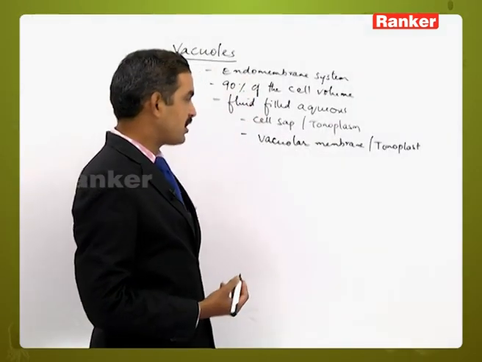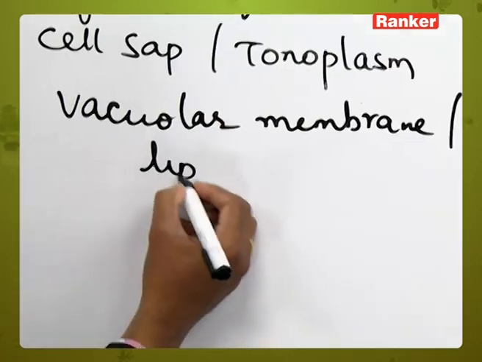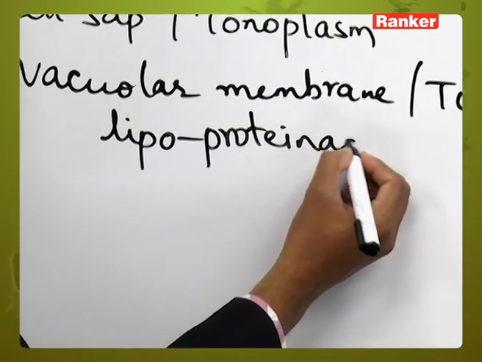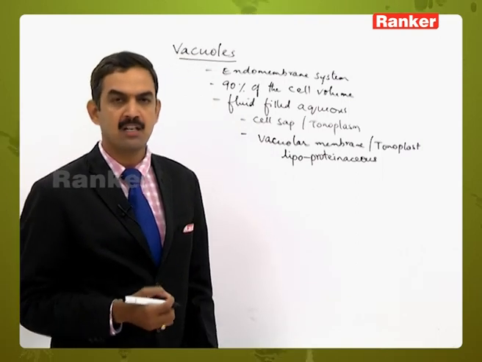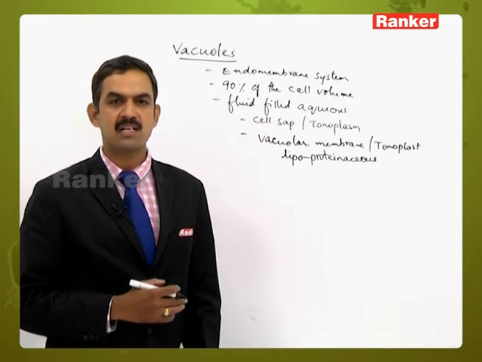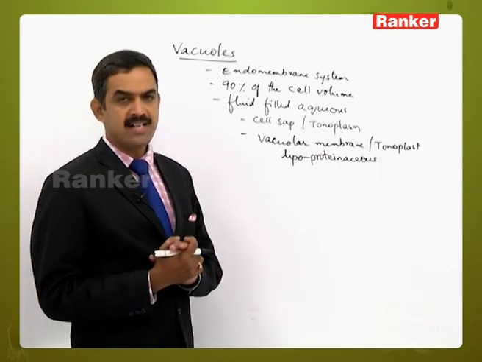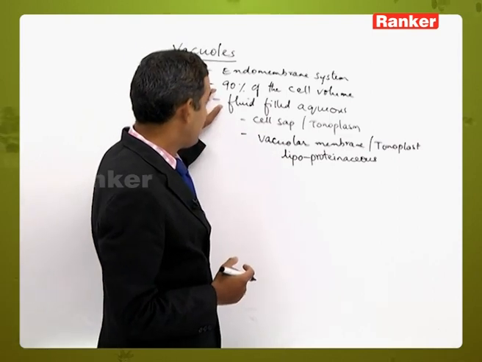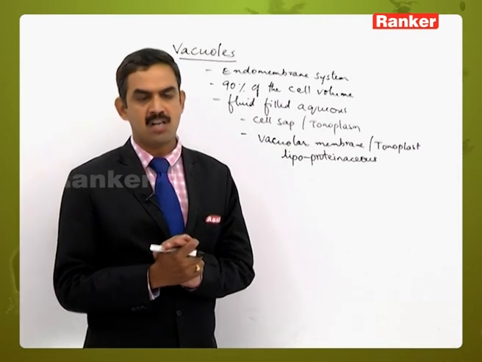And what is the composition of the vacuolar membrane? It is also made up of a lipoproteinaceous structure, or lipids and proteins, like a normal biological membrane that is present in each and every plant cell. These vacuoles occupy the major portion of the cell, and in that portion fluid filled aqueous sap is present, which contains water in a large quantity.